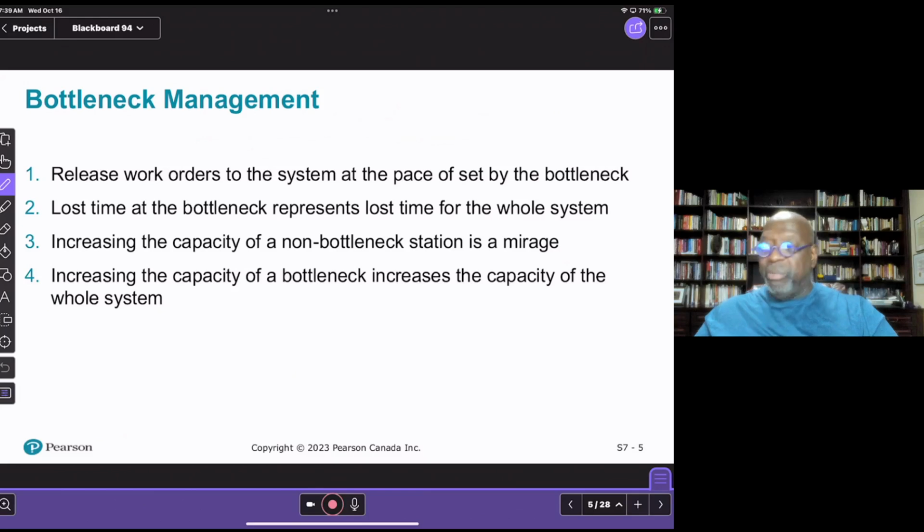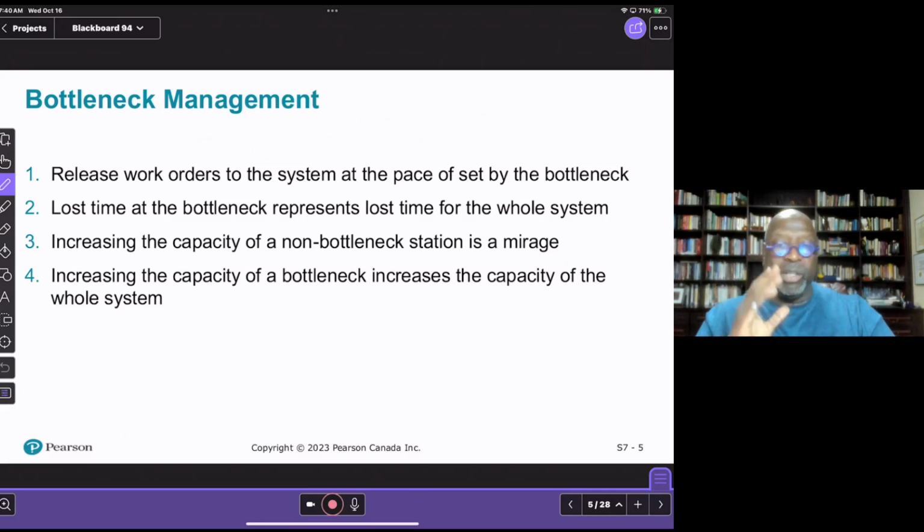In terms of managing bottlenecks, one thing we can do is release work orders to the system at a pace that is consistent with the bottleneck. So if your bottleneck is 5 minutes, then release work to the system every 5 minutes, since a product will emerge every 5 minutes. What that does is avoid work-in-process inventory.